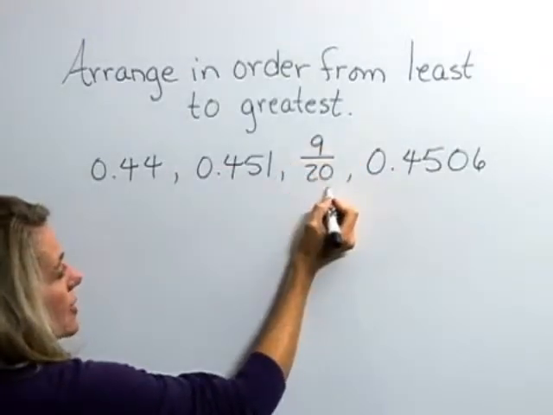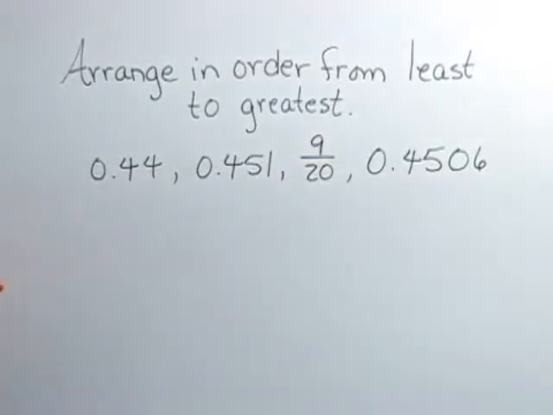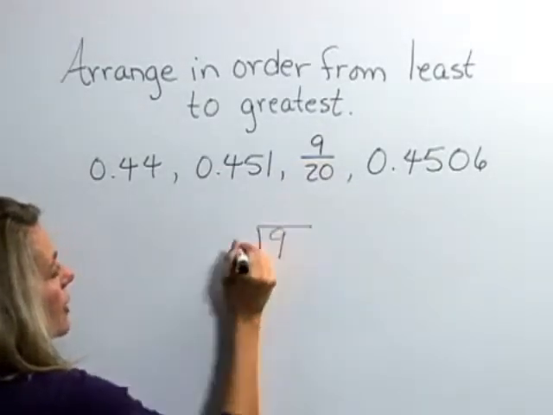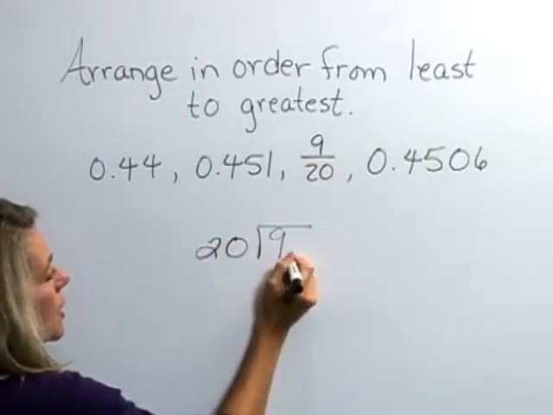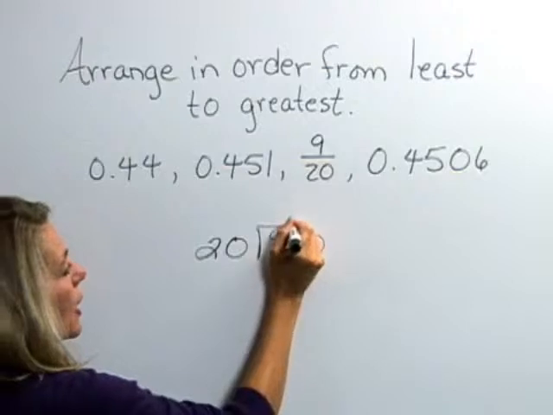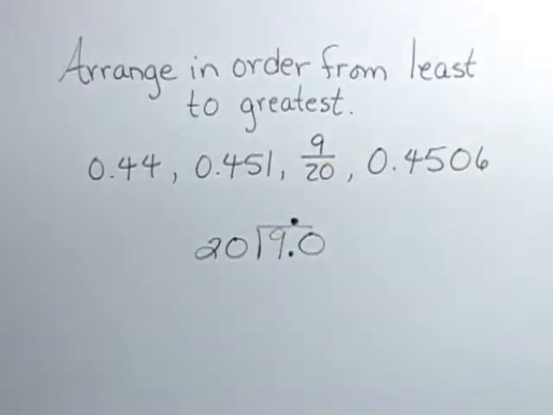We have one that's a fraction. So let's go ahead and change this fraction into its decimal equivalent. And we'll need to do that by dividing 9 by 20. So I'm going to go ahead and put in a decimal point, add a 0. I'm going to bring up my decimal point, which will be in my answer.